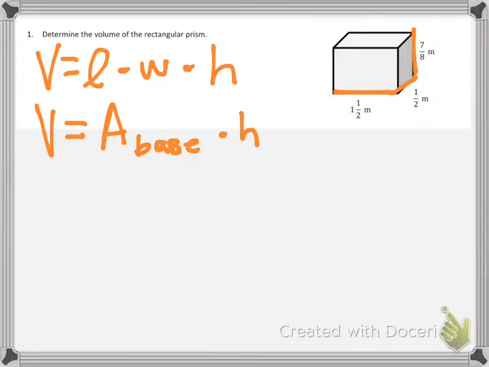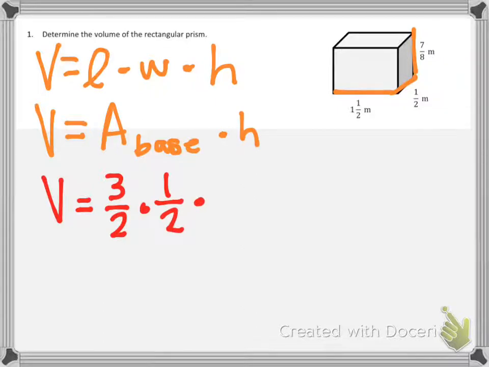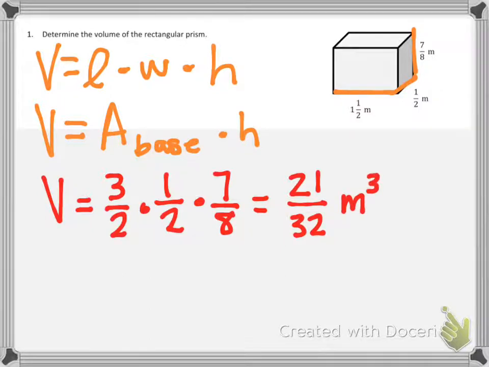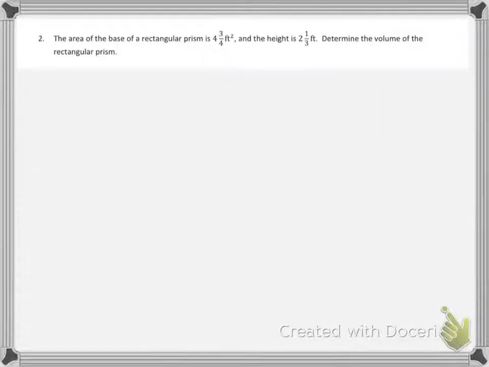The volume of this rectangular prism is volume equals 1 1/2 is 3 halves, and the width is 1/2, and the height is 7/8. So first I'm going to look to see if I can simplify before I multiply. It looks like no. So then I just multiply. 3 times 1 is 3 times 7 is 21 over 2 times 2 is 4, and 4 times 8 is 32. So it's 21 32nds meters cubed. That's the volume. Number 2.